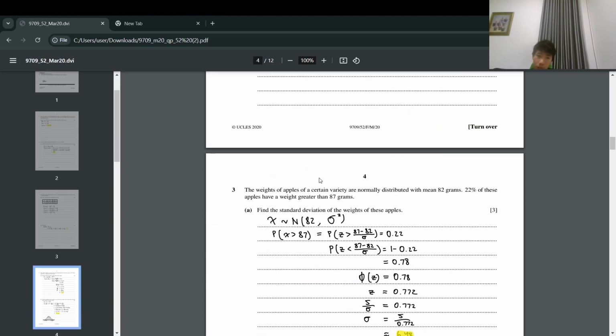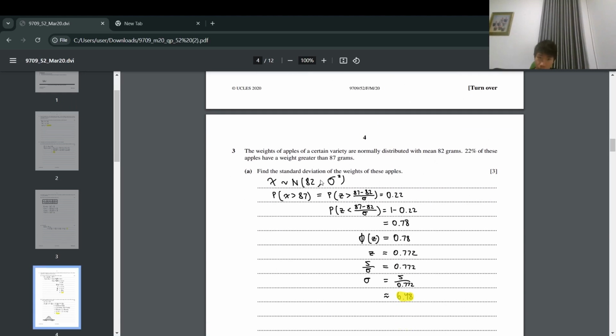Okay, for number 3. The weights of apples of a certain variety are normally distributed with mean 82 grams. 22% of these apples have weight greater than 87 grams. Part a is asked to find the standard deviation of the weights of these apples.